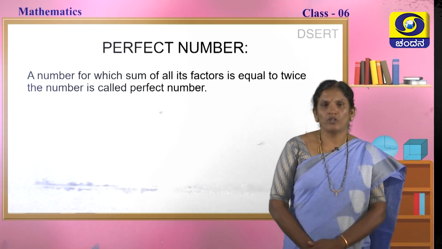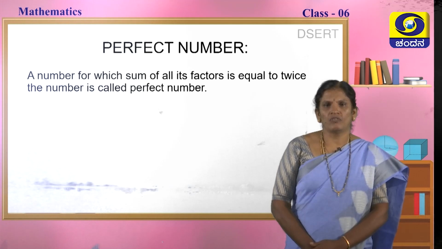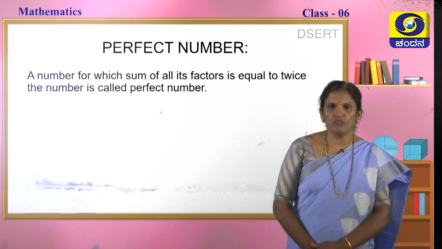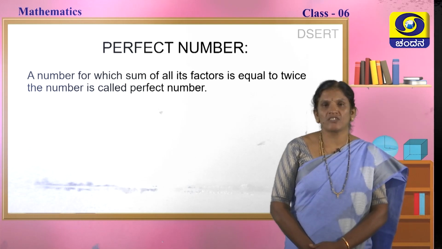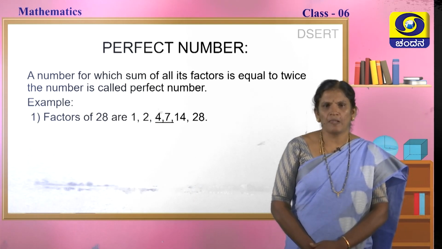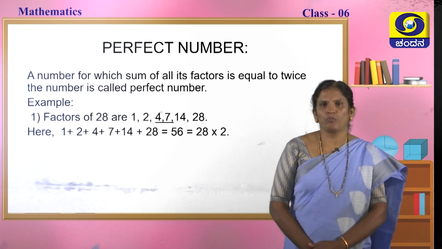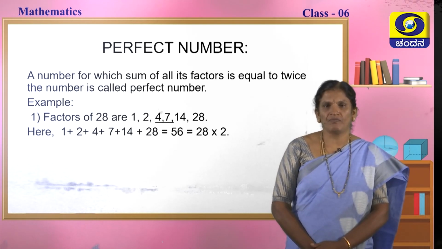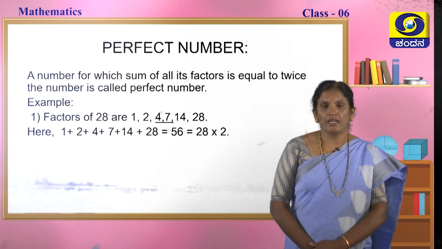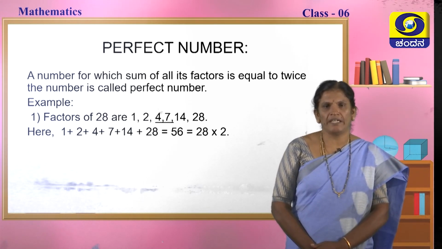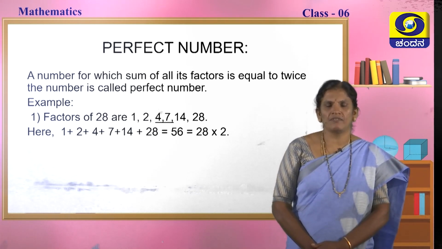Perfect number. What is perfect number? A number for which sum of all its factors is equal to twice the number is called perfect number. For example, factors of 28 are 1, 2, 4, 7, 14 and 28. Now, if we add all these factors, that is 1 plus 2 plus 4 plus 7 plus 14 plus 28, we get the sum 56. That 56 is nothing but double of 28. 28 plus 28 or 28 into 2 is 56.